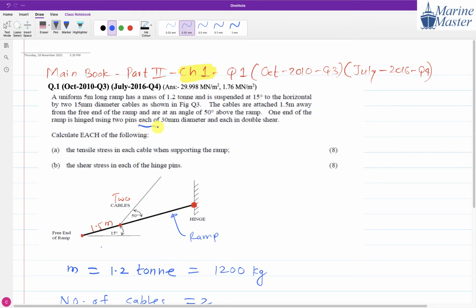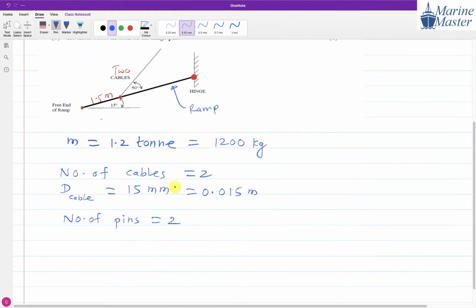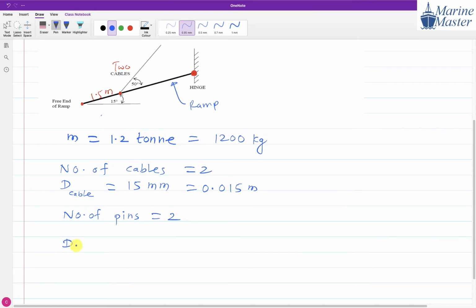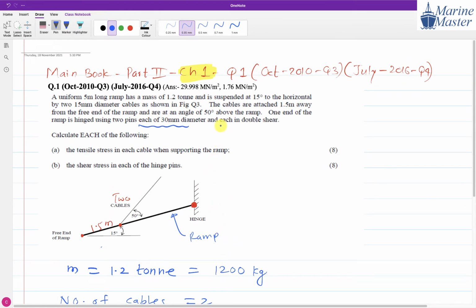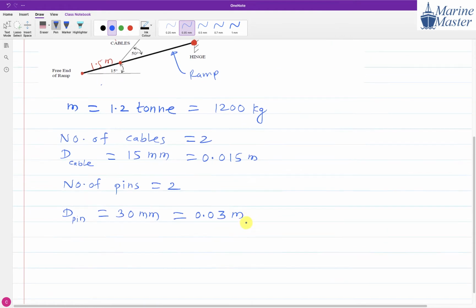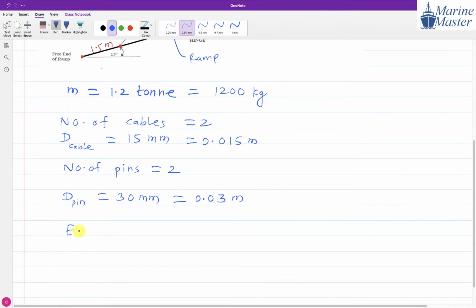Using two pins, each of diameter 30 mm. So the diameter of each pin is 30 mm, which is 0.03 meter. Then each pin is in double shear. I will explain what double shear means in the upcoming discussion. Each pin is in double shear. So before going further, please write down this discussion.